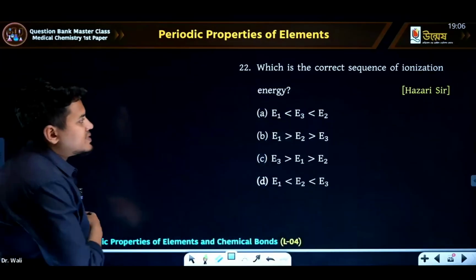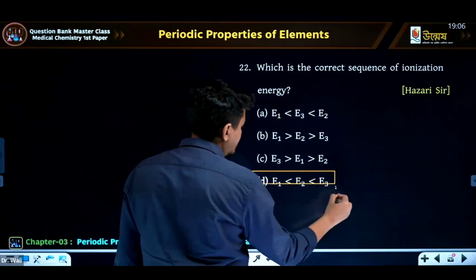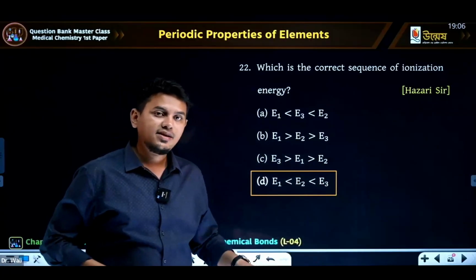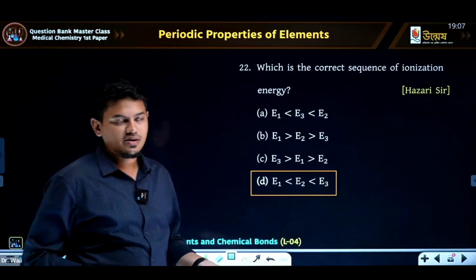Okay, which is the correct sequence of ionization energy? Certainly E1 will be less than E2 and E2 will be less than E3. What does it mean? If we remove 1 mole of electrons, that is the first ionization energy. If we remove again from that 1 mole depleted ion, then it will be the second ionization energy. If we remove again, then it will be the third ionization energy.